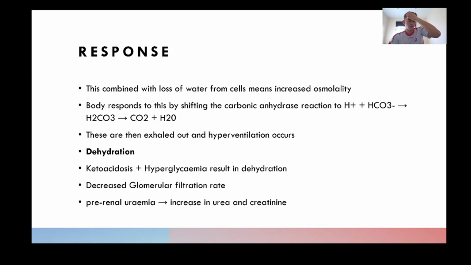This can then cause dehydration, this ketoacidosis plus hypoglycemia, due to a decrease in glomerular filtration rate. And we also have this pre-renal uremia, which causes an increase in urea and creatinine. And we also see microalbuminuria in patients in the urine. So that's a marker of diabetes as well, and shows us an early sign of it.